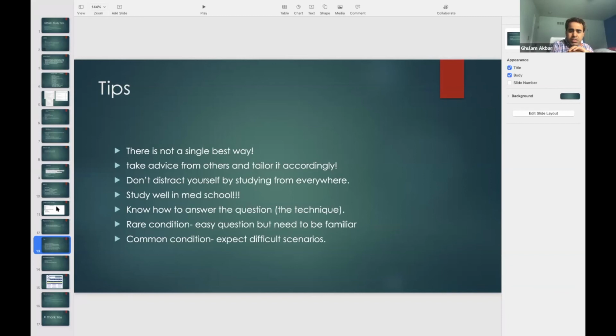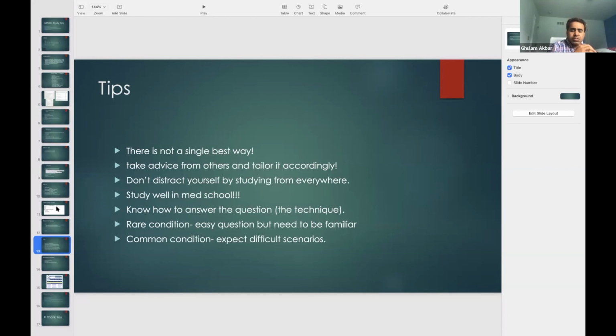Of course, you should be taking advice from your seniors who have taken the exams. They'll tell you, and you can also ask them what type of questions they had. Certainly, most of the questions are repetition. Again, don't distract yourself by studying from everywhere. As I said, there are so many resources available to you, even online, QBank, Kaplan, so stick to a few which are high yield and important. Kaplan is a must, UWorld is a must.